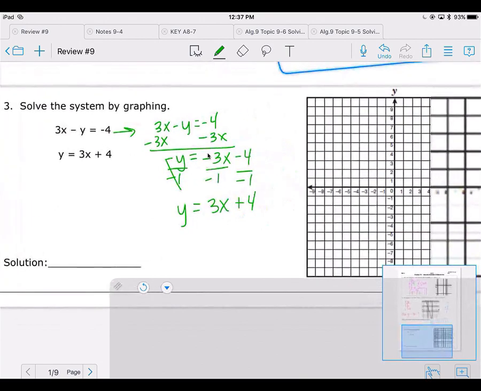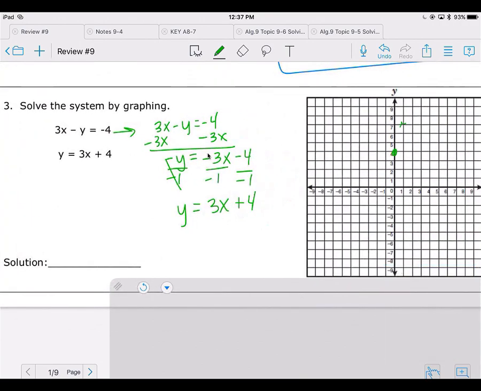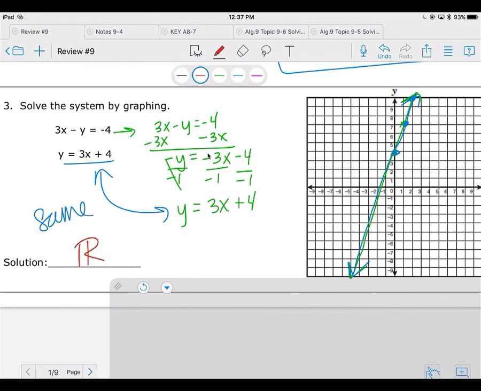So when I graph the green line, I start up at 4, I go up 3, right 1, up 3, right 1, and can draw my line. The second equation is already solved for us, so there's nothing I have to solve. I start up 4 and go up 3, right 1, up 3, right 1. And as you can tell from my points or from my equations, these are exactly the same, which means my solution is all real numbers or infinitely many.